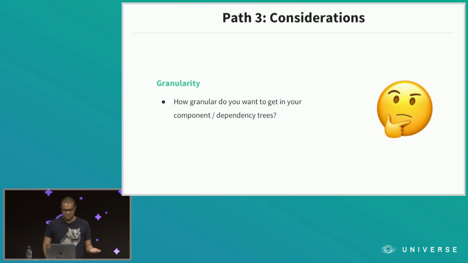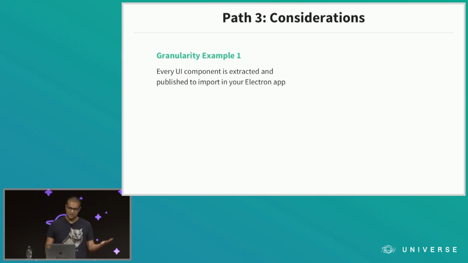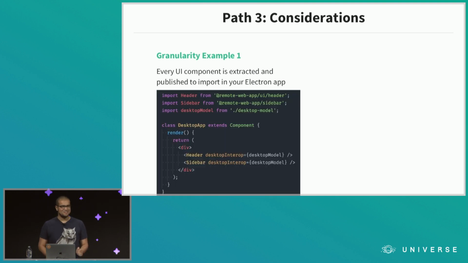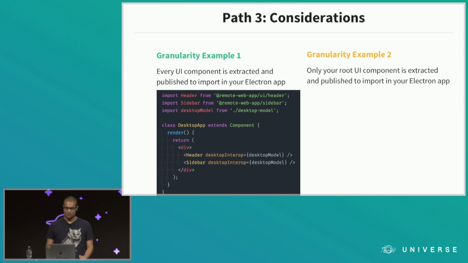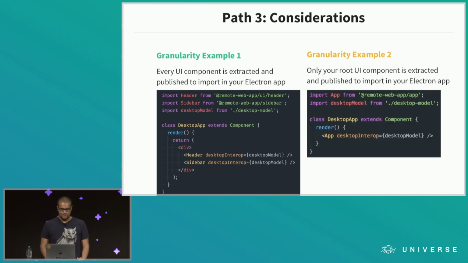Other things to consider: how granular do you want to get in your component or dependency trees? So for example, you could do something like have every component extracted and published to import into your Electron app. So that's the example we saw earlier. In this imaginary world where an app consists entirely of a header and a sidebar, that's exactly what we're doing. But you could also just import your root UI component. So imagining we just have an app, that's all we extracted from our web app, and that's all we're importing. And we're trusting that from the web app side that they are composing the pieces in the right way to work with Electron. So either way is a totally valid approach to go. It's just something worth considering.